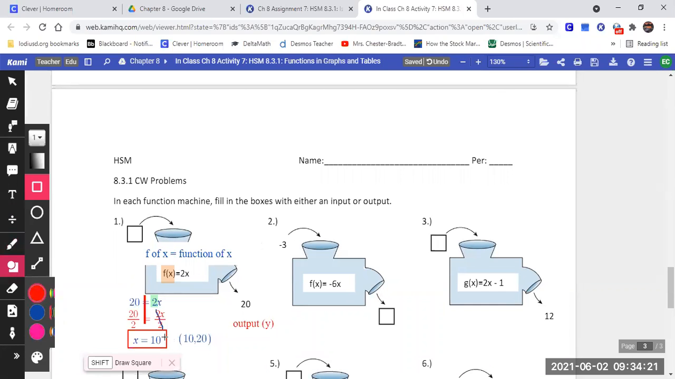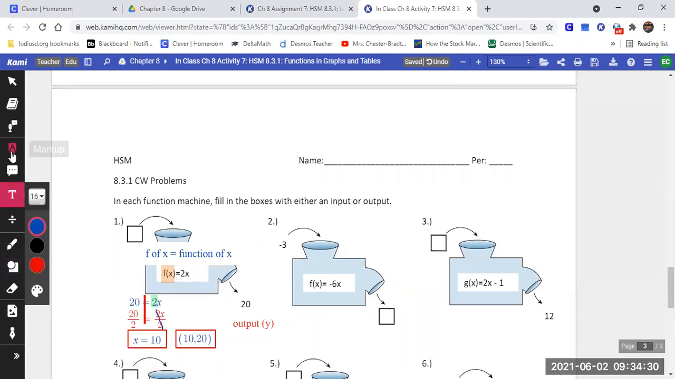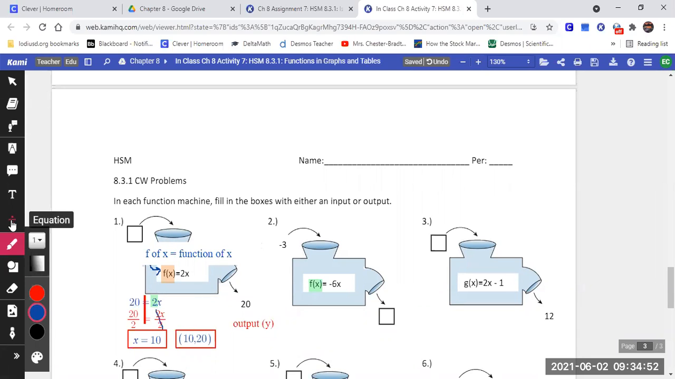So it's the same stuff we were doing earlier. It's just now they're making this cute little machine. How do we say this weird thing at the front again? What am I going to call this right here? f of x, which means function of x. Okay, which is the same thing as saying y.